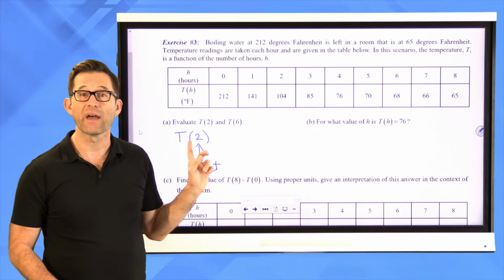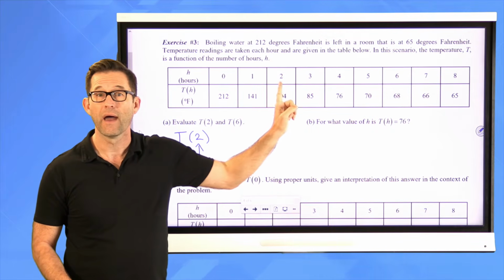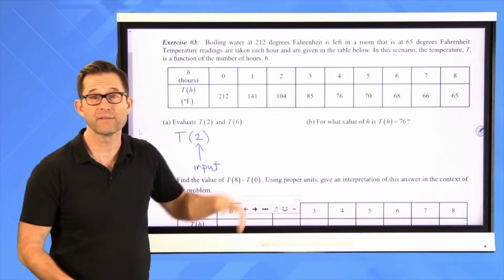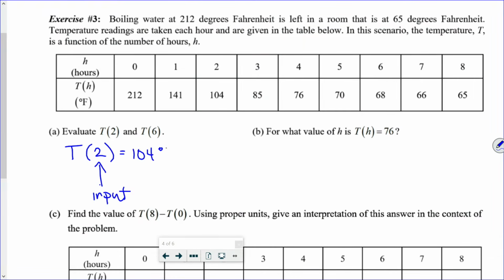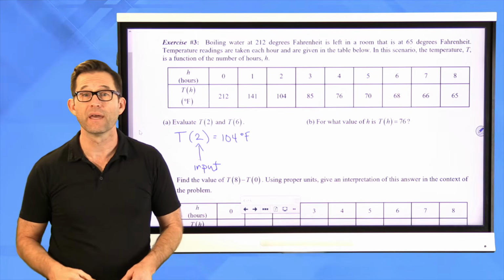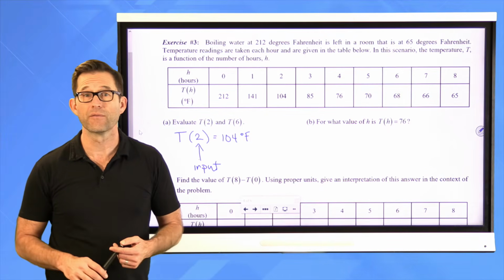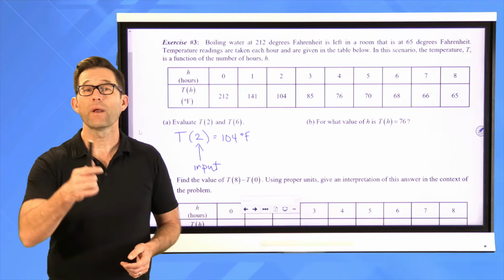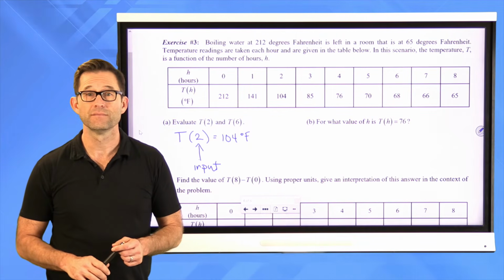But when it says evaluate T of 2, well, I go to an input of 2, I look at what the output is, and it's 104. And specifically, it's 104 degrees Fahrenheit, right? It has units. And basically, we can interpret that as saying, at 2 hours, the temperature of the liquid is 104 degrees Fahrenheit. So why don't you pause the video right now and write down the value of T of 6.